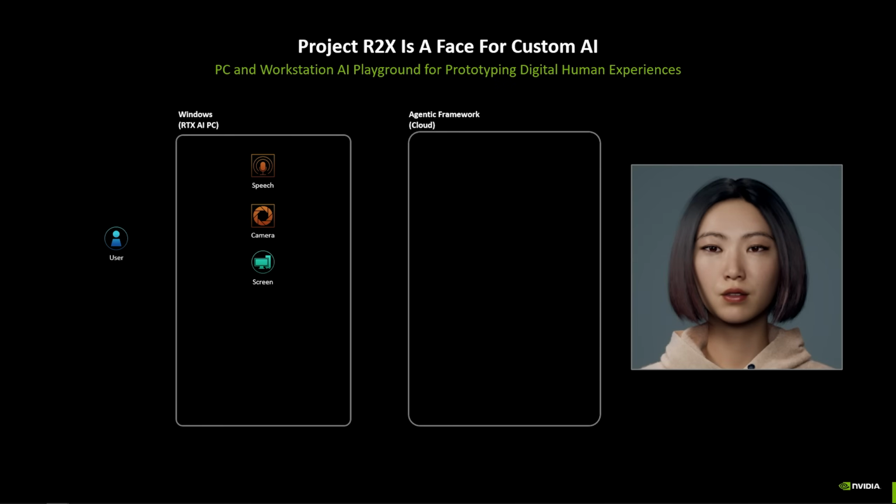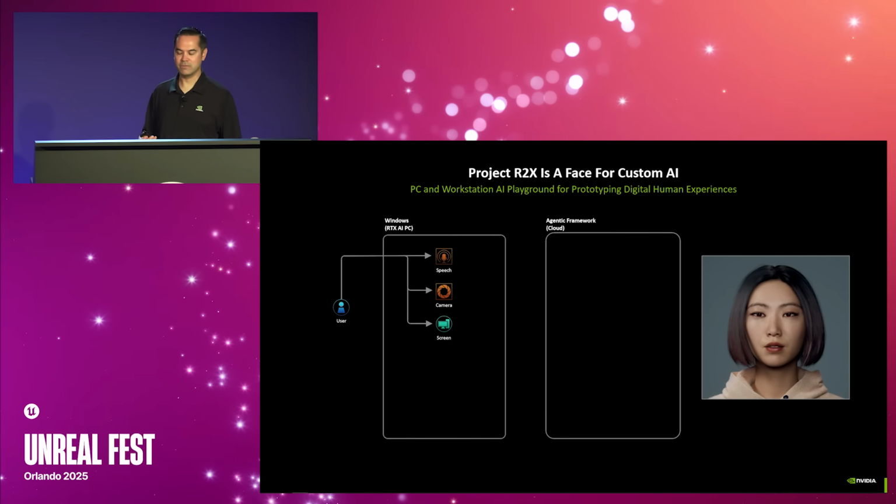So let's dive a little bit deeper into the architecture of Project R2X, right? You can see on the left here, I have input from the user. Now, I have all these peripherals attached to the Windows PC. I can achieve speech through the microphone, input from the camera or the desktop, and I can finally get maybe textual input, data, files from the actual system itself.